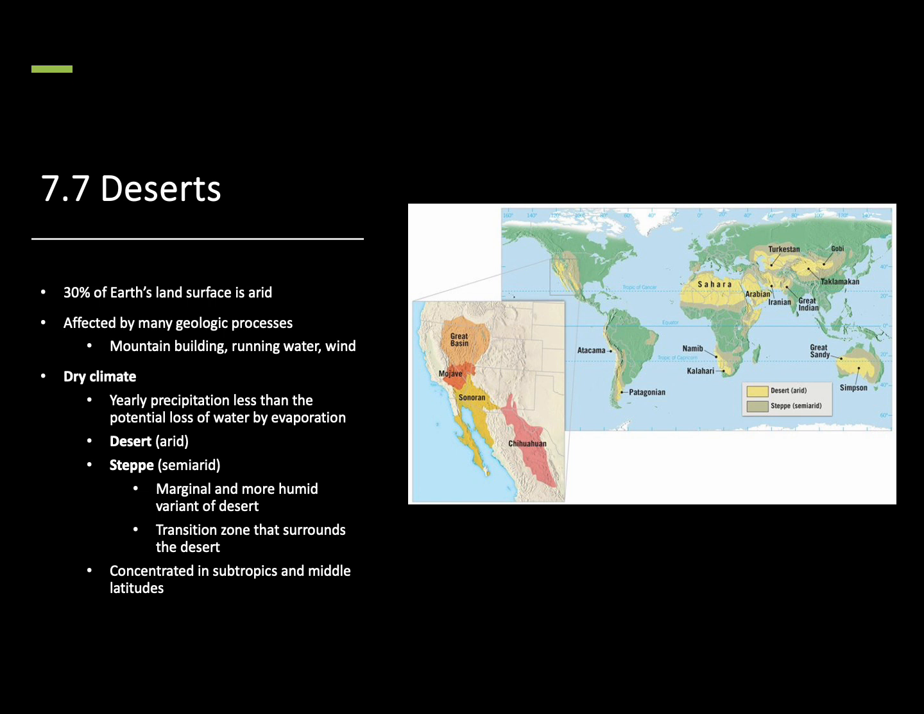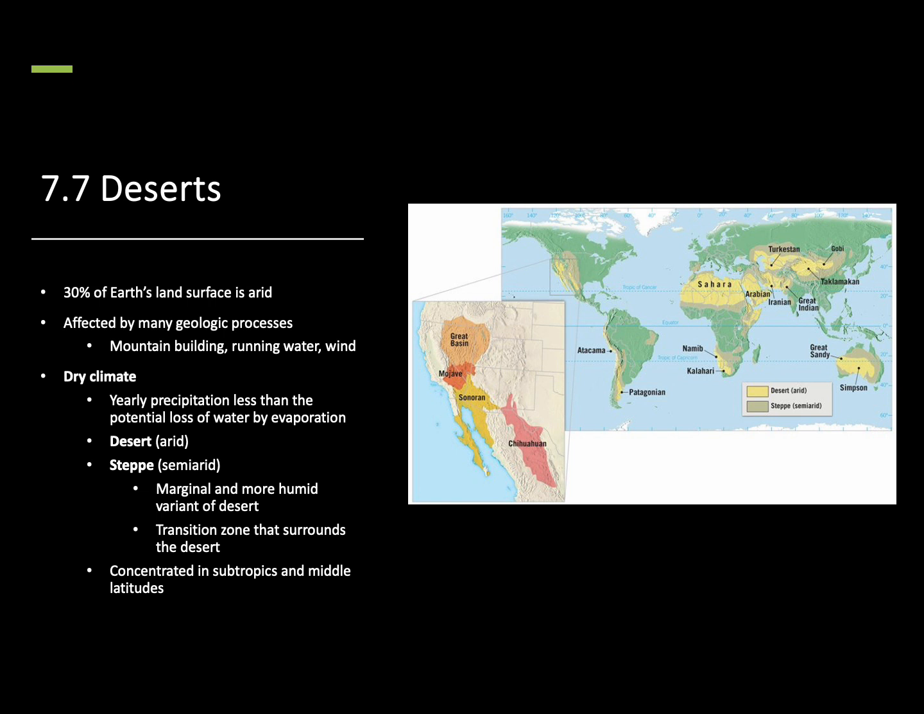One of my favorite deserts on the planet, initially you wouldn't think of a desert, but it's Antarctica. It's cold, so it's not a hot desert, but it gets very little precipitation throughout the year, so it's a dry climate. But we can divide our dry climate into those truly arid deserts and what's called a steppe, which is just partially or semi-arid.